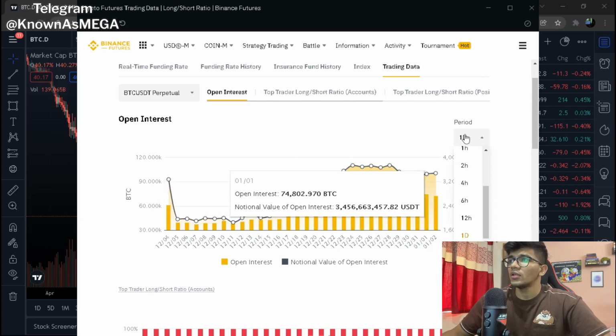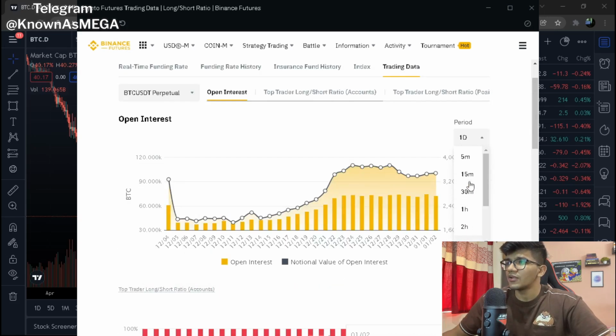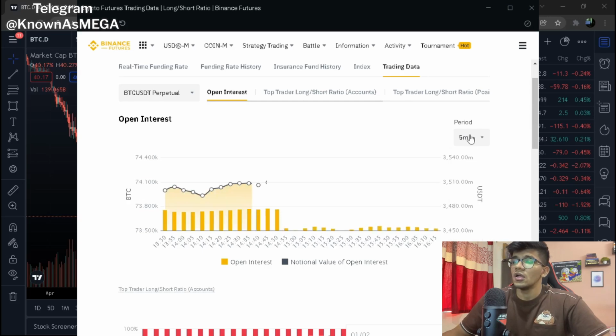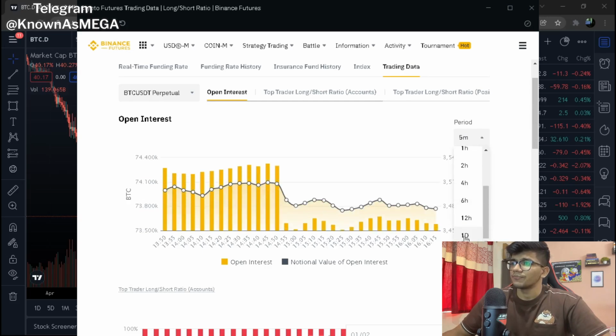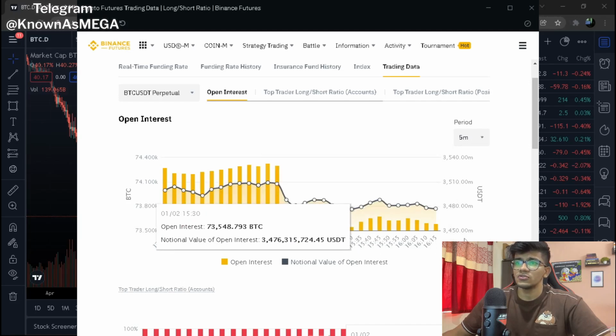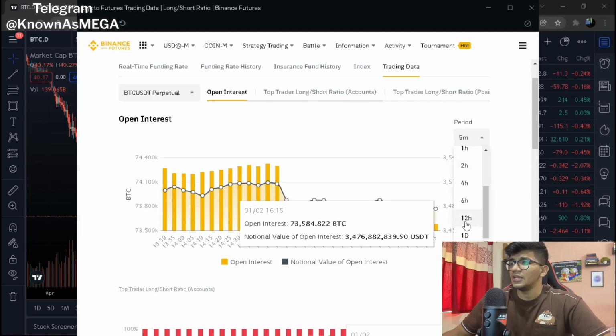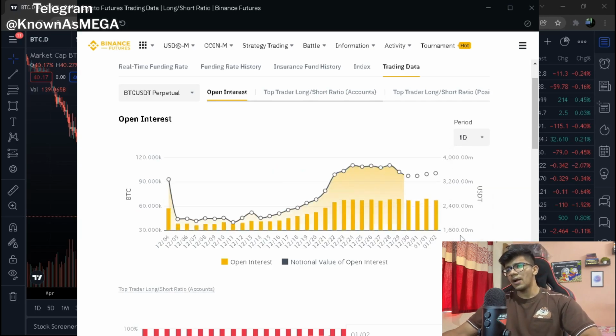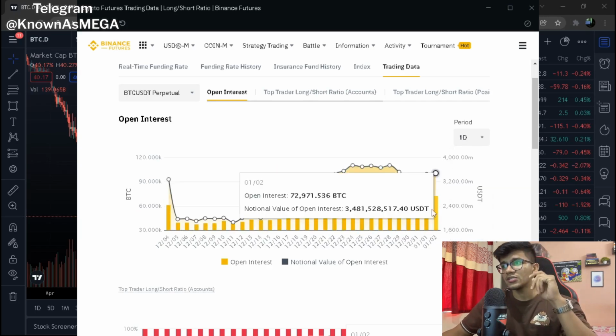Now remember one thing, always use this on the 1 day time frame. Do not use this on the lower time frame because the accuracy is not going to be that good. If you see, I switched to the 5 minute chart and it's showing me a very imbalanced chart. So I'm back on the daily time frame and let's try to analyze what's happening over here.